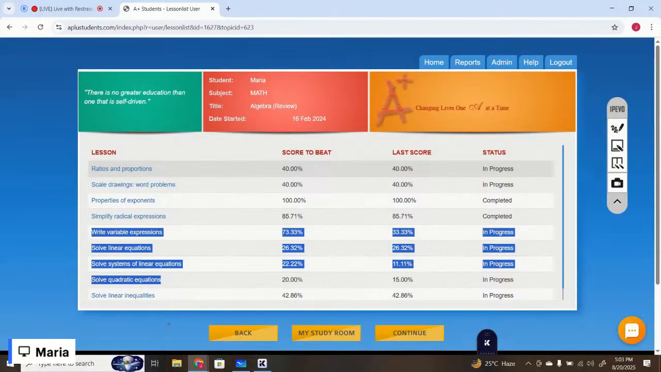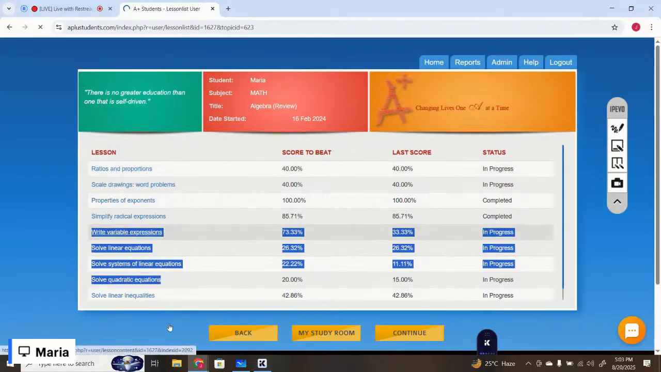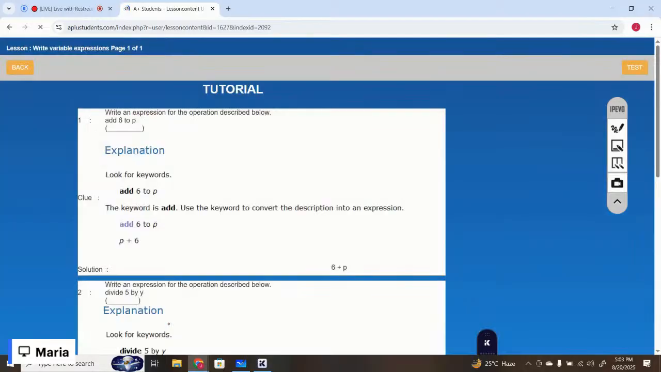Here I'm on grade 10 math. The chapter we're on right now is algebra. Let's just start with the lesson that is write variable expressions. Write an expression for the operation described below. Add 6 to p. Basically, you need to write them down using the mathematical operations. Adding means we're going to collect them, so that is p plus 6.